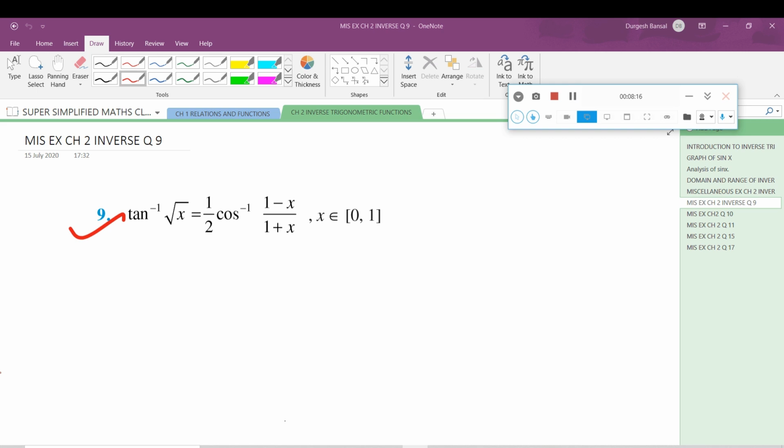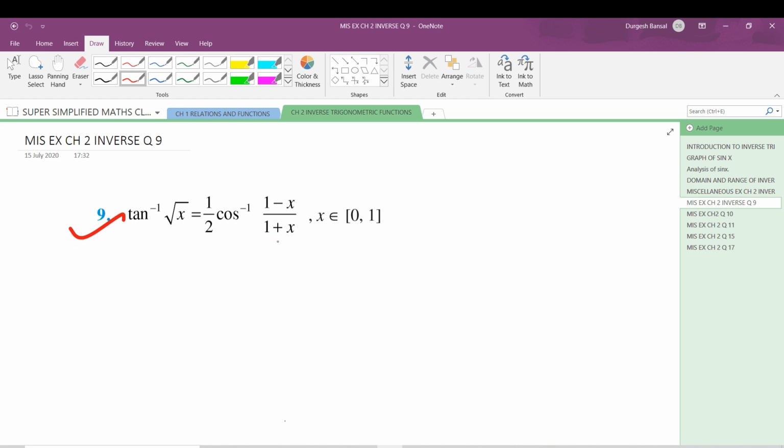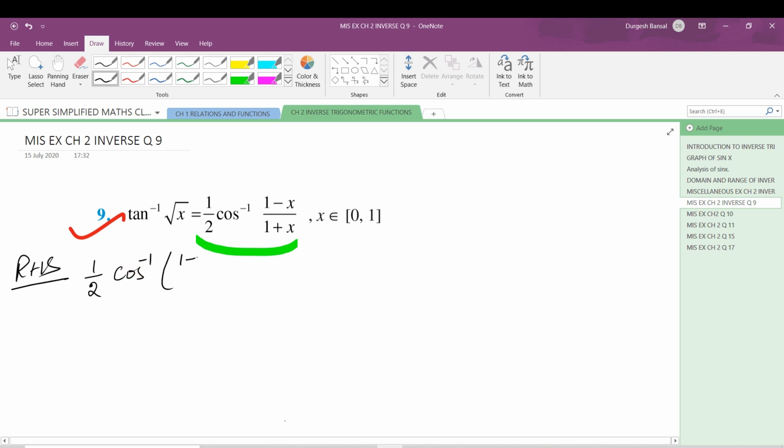Now in question number 9 you have to prove that tan inverse of root x is equal to 1 by 2 cos inverse of (1 minus x) upon (1 plus x). Students should pay attention that whichever side is complex, we convert that to the simpler one. So to do this question, we are going to start with RHS and we should prove that this RHS is equal to LHS. RHS is 1 by 2 cos inverse of (1 minus x) upon (1 plus x), and it is given to you that x belongs to the interval [0, 1].